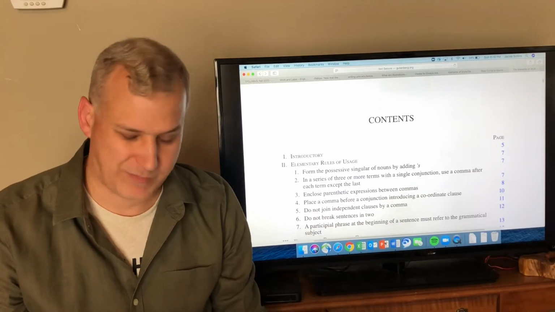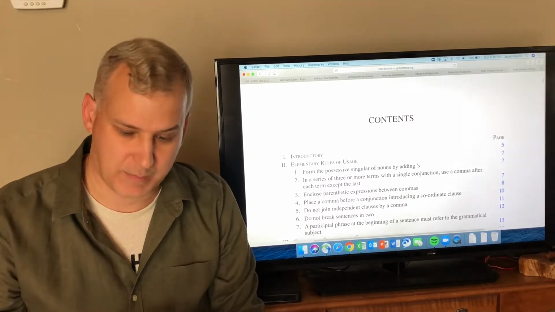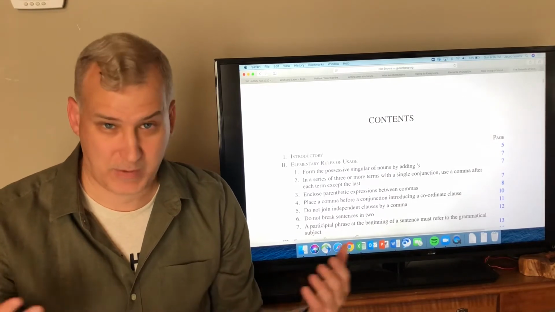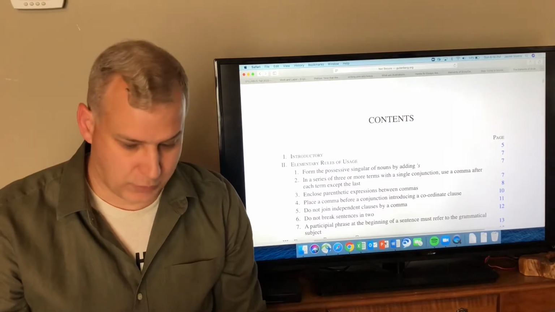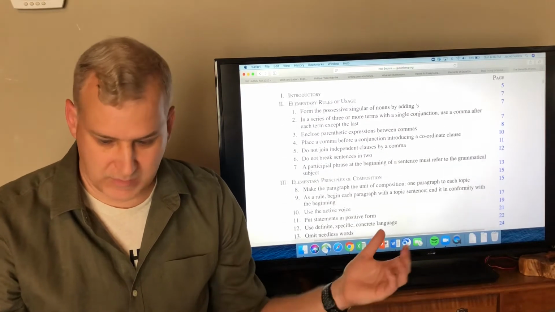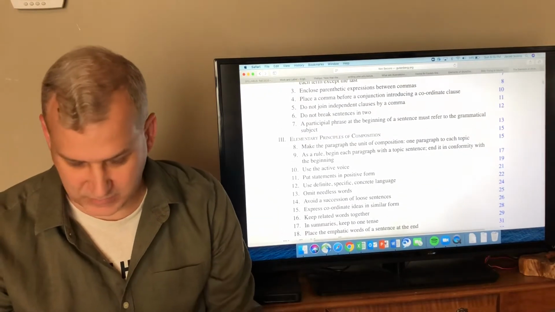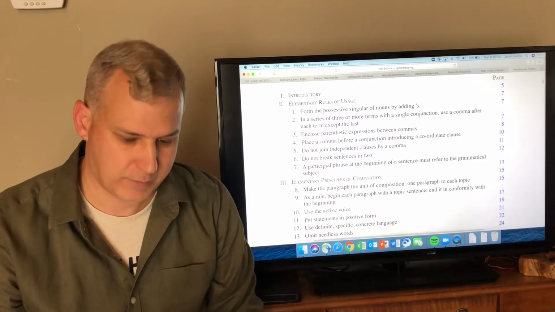Strunk and White's Elements of Style is about 100 years old now. It's in the public domain, so it's pretty easy to look up and find if you want to. It's probably the most famous and influential writing guide, especially in the United States. And it's really short and easy to read. You can see it's all of like 50 pages. Most of these little chapters are super short, a paragraph, 2 or 3 paragraphs.